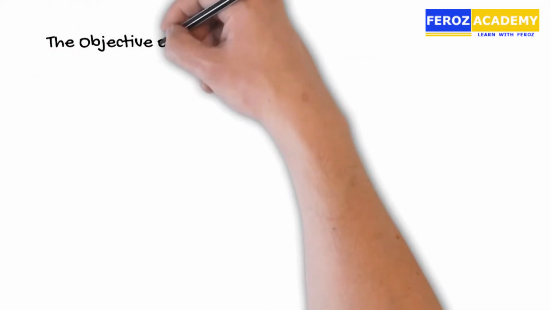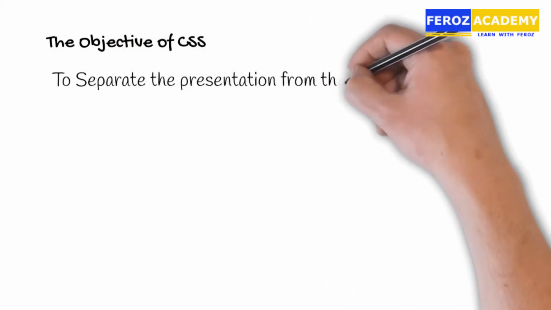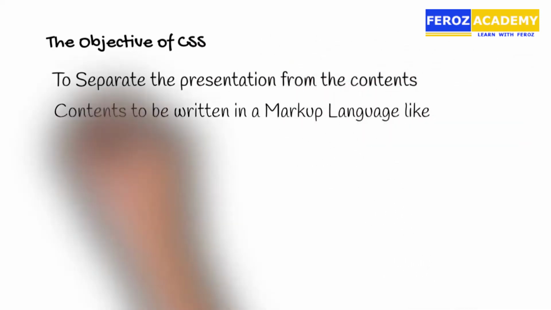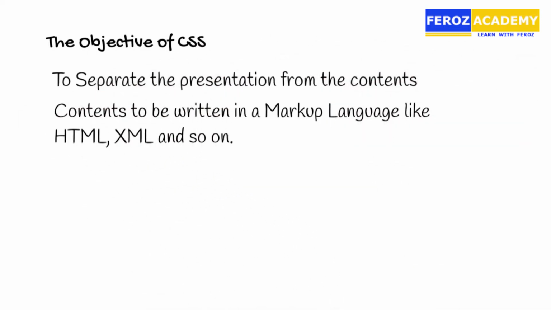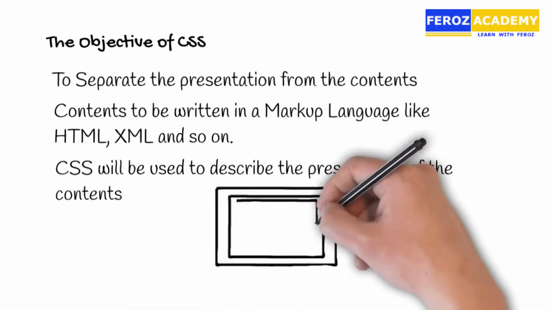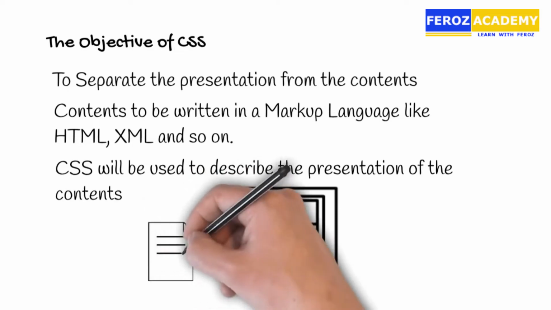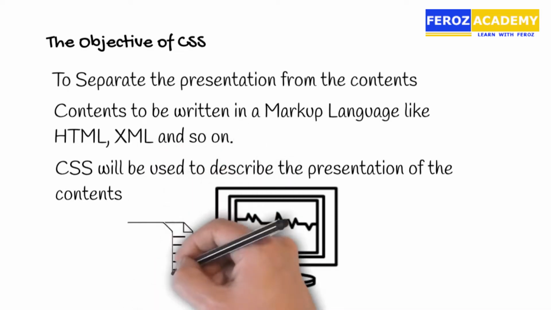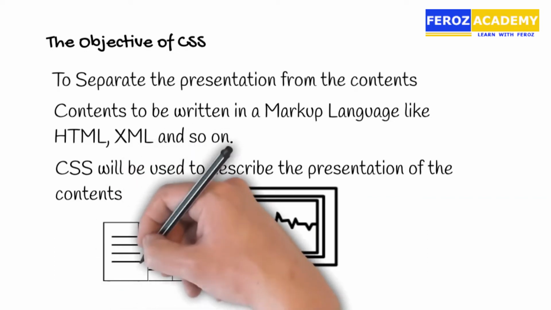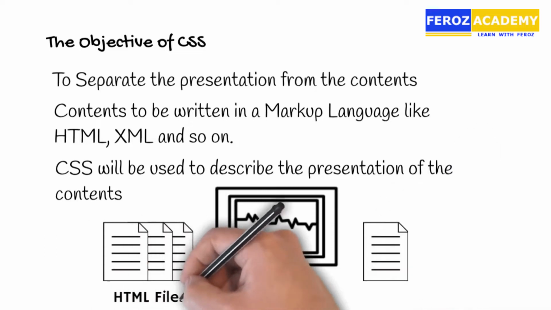You should have some idea by now about the objective of CSS. The main objective of creating CSS is to separate the presentation from the contents of a markup language, which means a markup language such as HTML will focus on describing contents, whereas CSS will focus on describing how to display that contents in terms of look and feel of the content, such as page layout, page color, font size, margin, padding, and so on.